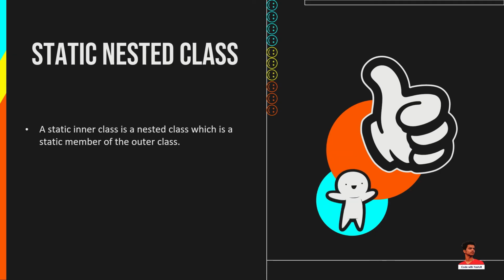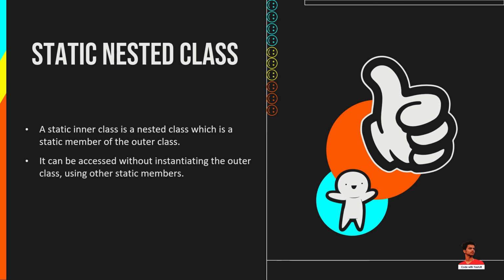A static nested class is a nested class which is a static member of the outer class. It can be accessed without instantiating the outer class, using other static members. Just like static members, a static nested class does not have access to the instance variables and methods of the outer class.